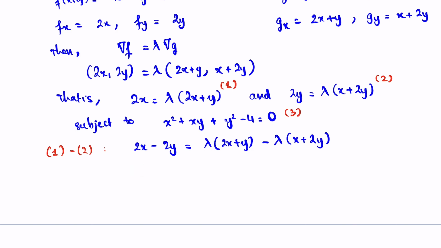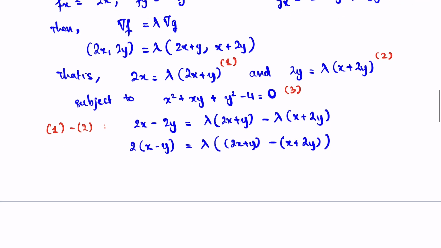On the left hand side, you see 2 is a common factor, so you take 2 out and you're left with x minus y. On the right hand side, you see lambda is a common factor, you take out lambda and you're left with (2x plus y) minus (x plus 2y). And we're going to simplify this expression inside the parentheses, and we're going to see 2 times (x minus y) equal to lambda times (2x plus y minus x minus 2y).